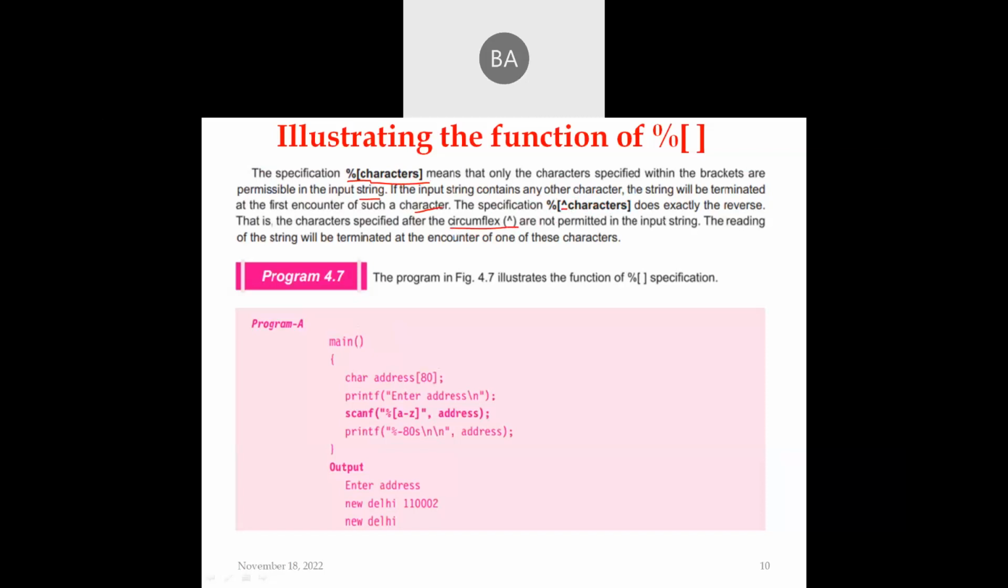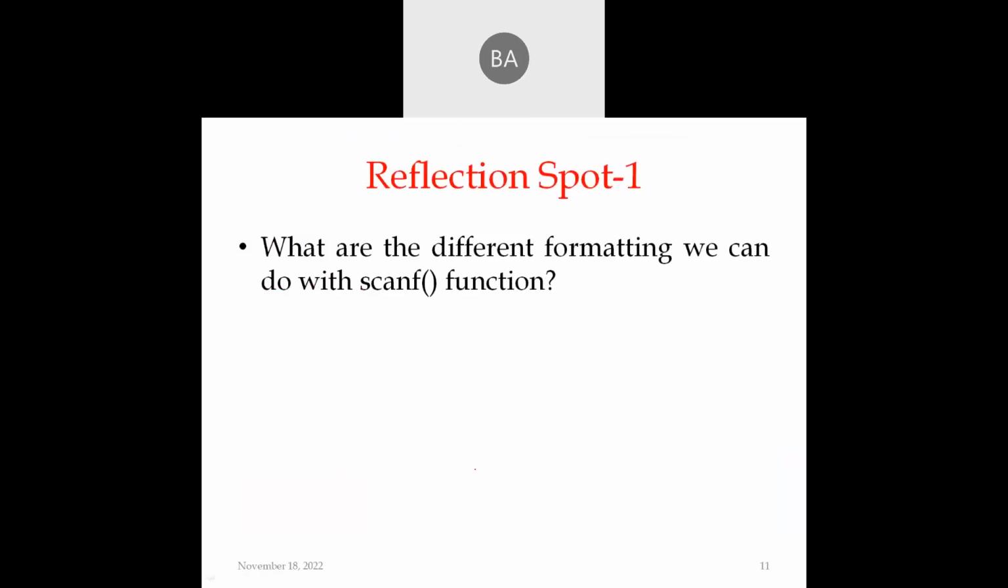So how can we read that? In this particular example, you can see that in this scanf, percentage a to z means that this address variable can accept only the alphabets a to z. Getting my point? This is how we can read strings. Now the reflection spot: what are the different formattings we can do with the scanf function?